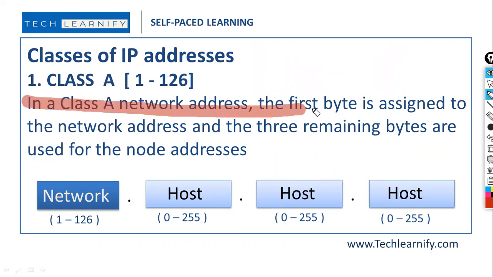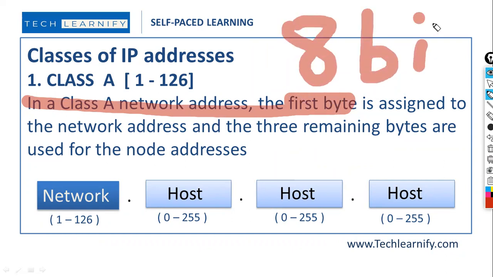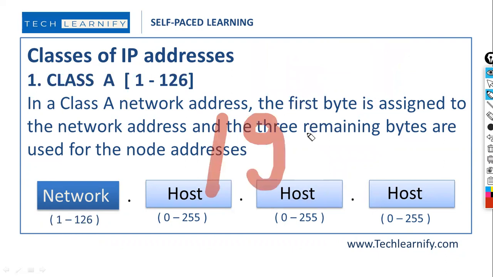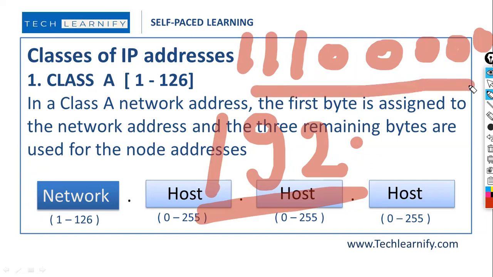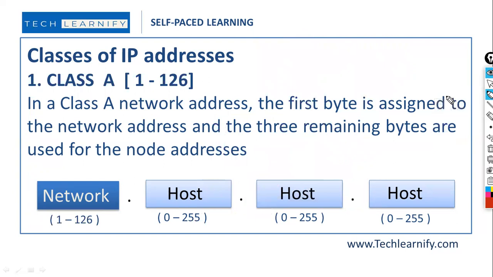In a class A network address, the first byte, and byte means in binary 8 bits. 8 bits is equal to 1 byte, right? So when we assign an IP like 192, it's a decimal, right? Its binary representation would be this. How I did this, I will let you know maybe in tomorrow's session, right? So we are writing it down in decimal. We are assigning IP in decimal, right?